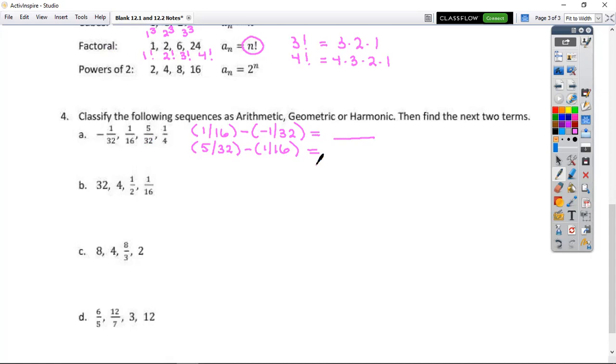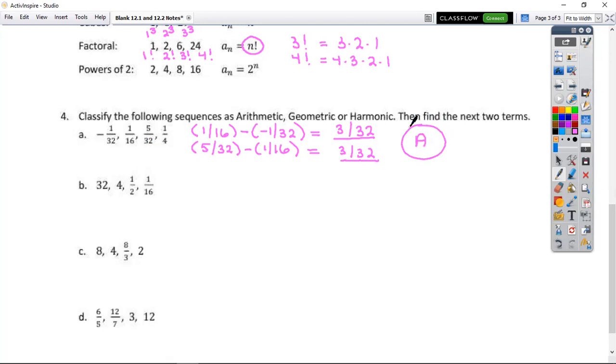I got 3 over 32. Next, 5 over 32 and then minus 1 over 16. Math, enter, enter. What do you guys notice? 3 over 32. It's the same. So this is just arithmetic. That's your common difference. Yep, that one works.